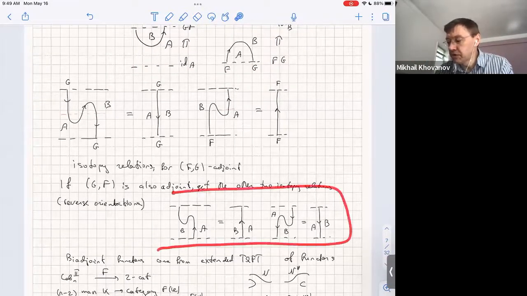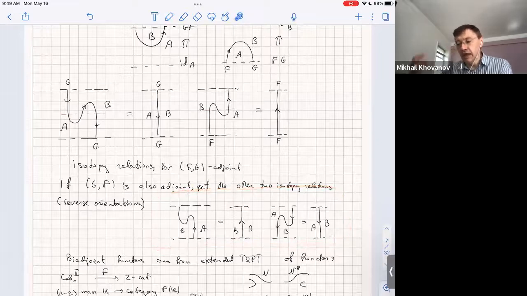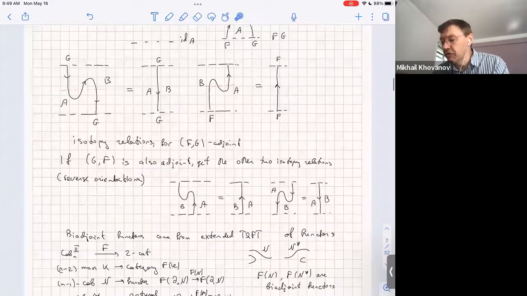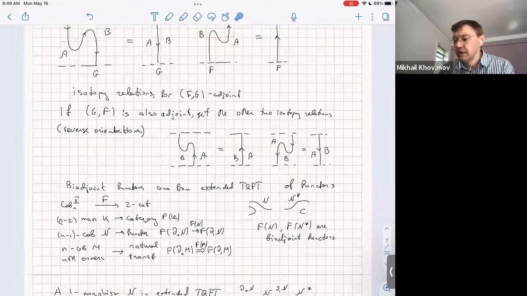So you have two more relations written here. And now you have full isotopy. You have all four isotopy relations whenever you have this biadjoint pair of functors. Now, where do you get biadjoint pairs? In topological theories, in TQFTs, biadjoint pairs come from extended TQFTs.